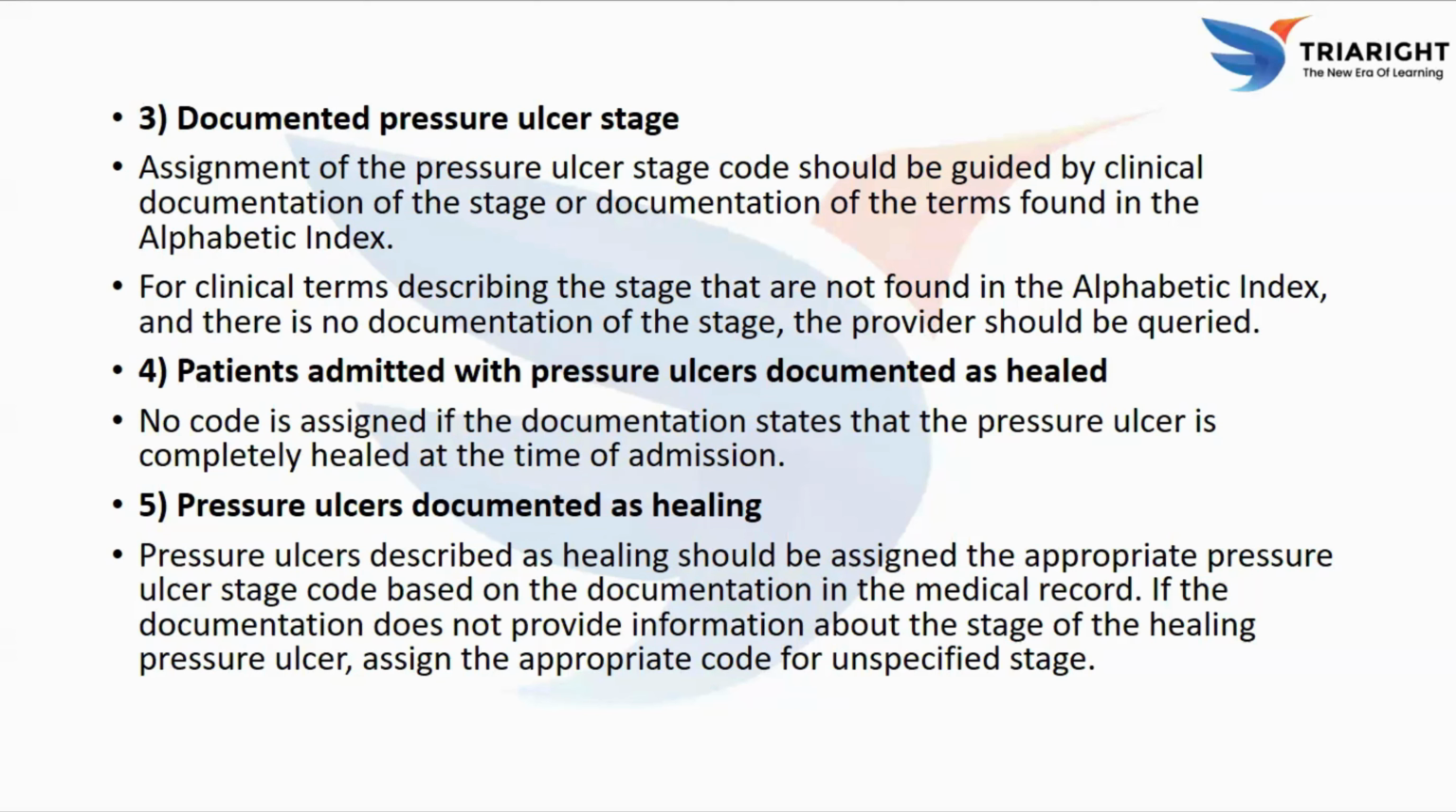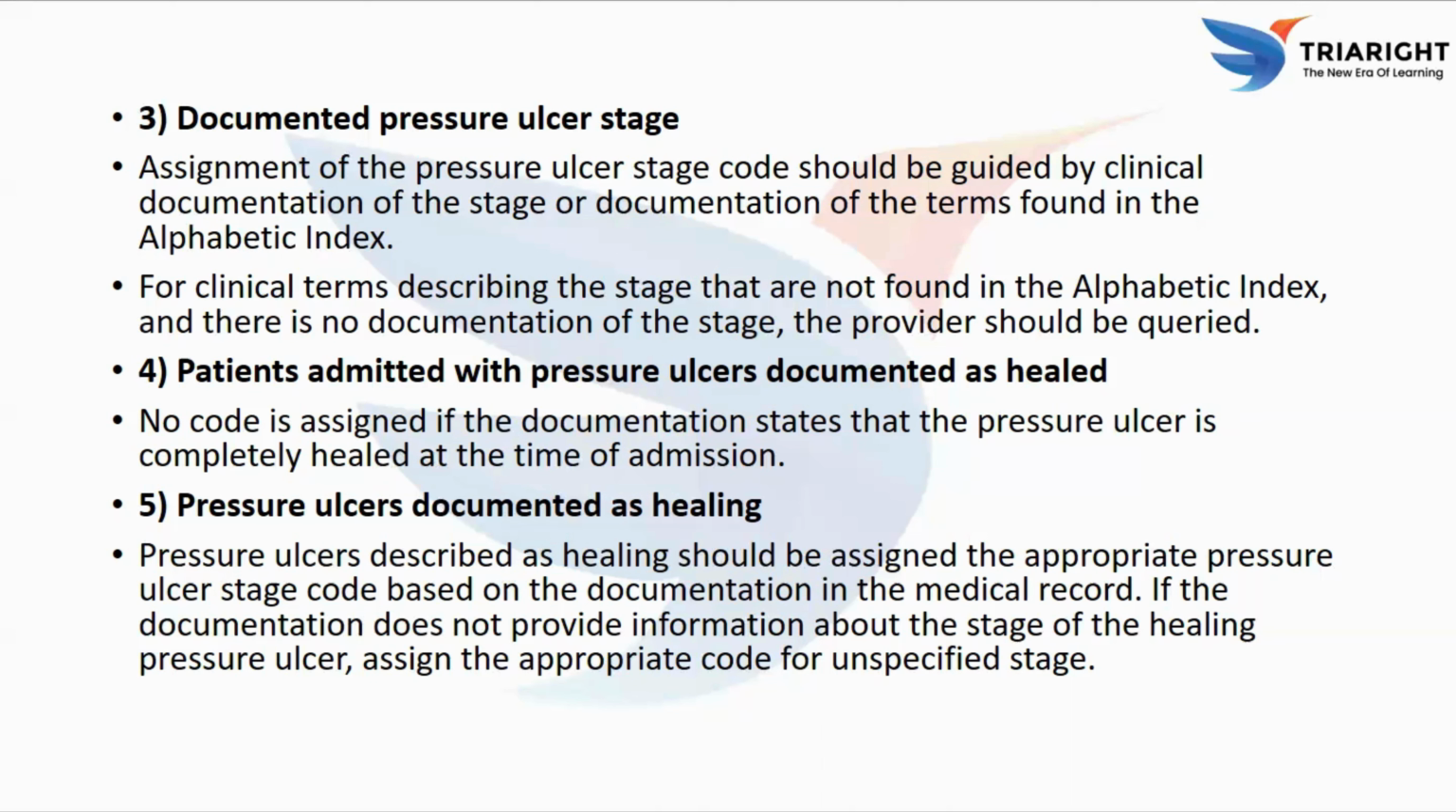So what is the guideline when the patient is admitted with pressure ulcers documented as healed? If the patient comes to the hospital and the documentation states pressure ulcer completely healed at the time of admission, then you should not assign any pressure ulcer code, no L89 code. What is the reason over here? ICD-10 codes apply only to the current active conditions, but not the past healed ones. So this is how you have to code whenever the document says ulcer is healed.